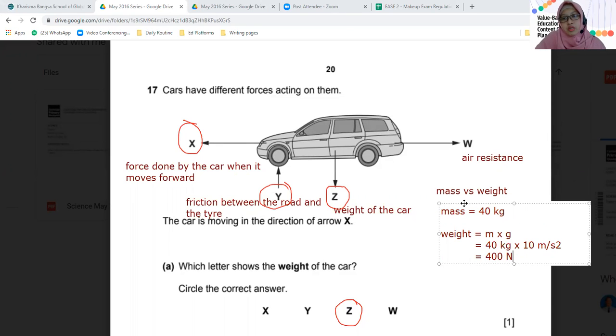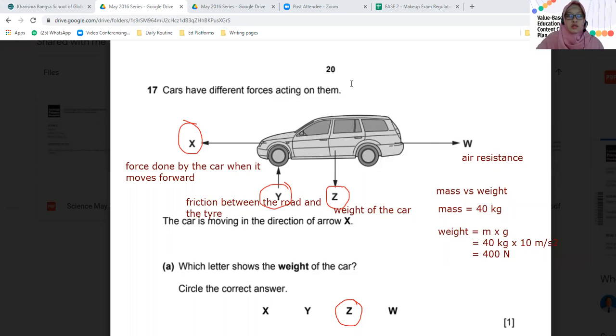400 Newton is your weight on Earth. How about on the moon? On the moon, the gravitational force is about half of the Earth's. So your weight on the moon is about 40 kilograms multiplied by 5 meters per second squared, so about 200 Newton, half of it. So that's the difference between mass and weight. Mass is constant anywhere you are, but weight depends on the gravitational force acting on the object.